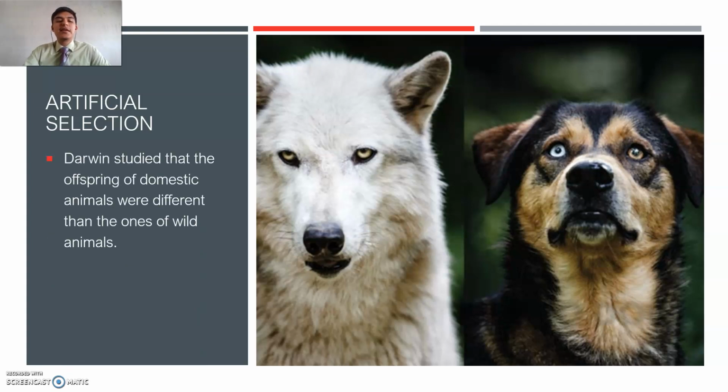And Darwin studied that the offspring of domestic animals were different than the ones of the wild animals. So it's basically because of that. At the end, the scientists have come to the conclusion that, in fact, domestic animals are different because they have been selected by humans for hundreds of years, if not millions of years. All right, and remember, the previous one was artificial selection.